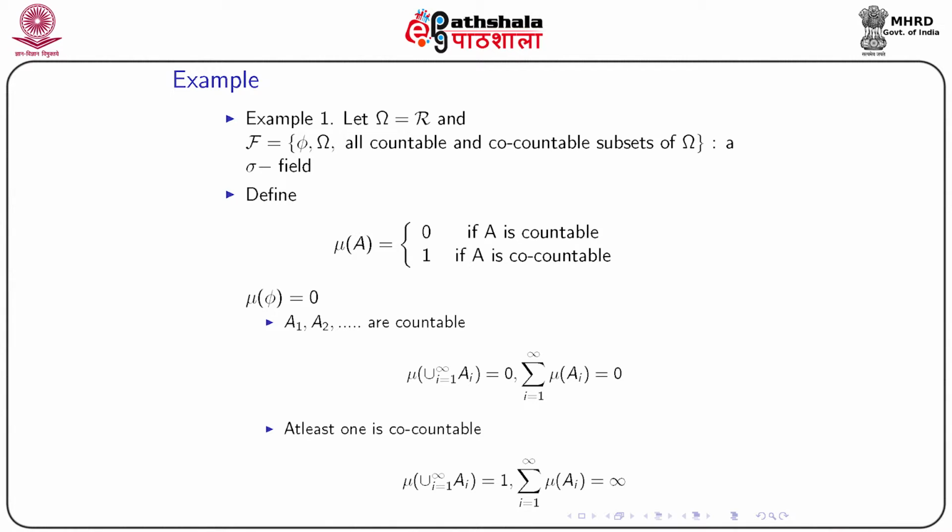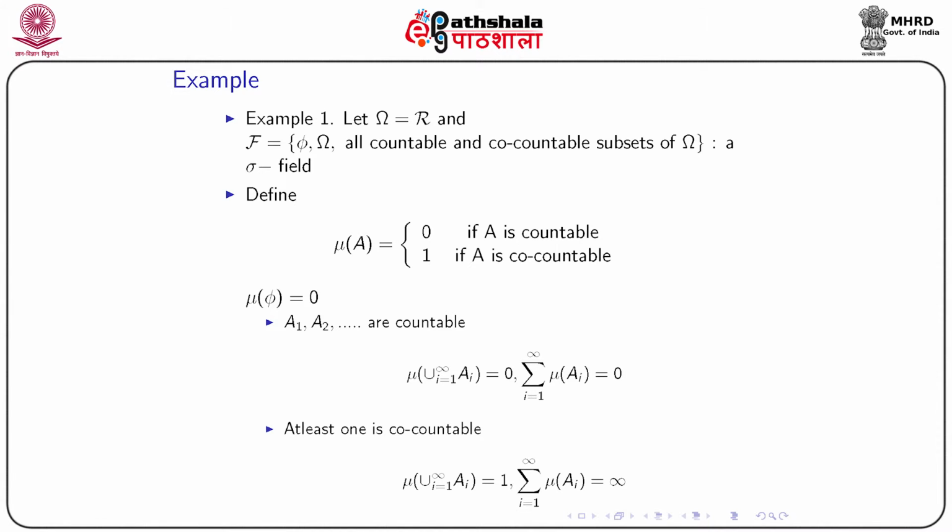Now, suppose A1, A2, A3 are countable. If they are countable, their union over i from 1 to infinity of Ai is countable, so by definition the measure on this set equals 0. Since each of A1, A2, A3 is countable, the measure on each set will also be 0. So, in both cases I am getting 0. So, mu of the union over i from 1 to infinity of Ai is the same as the sum over i from 1 to infinity of mu of Ai.